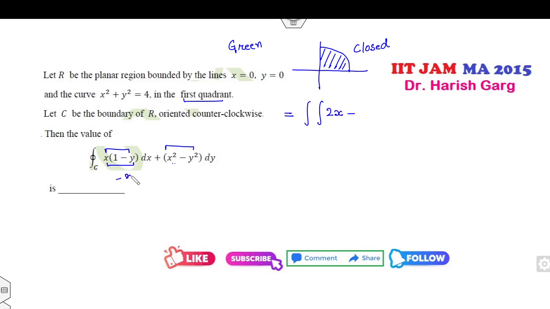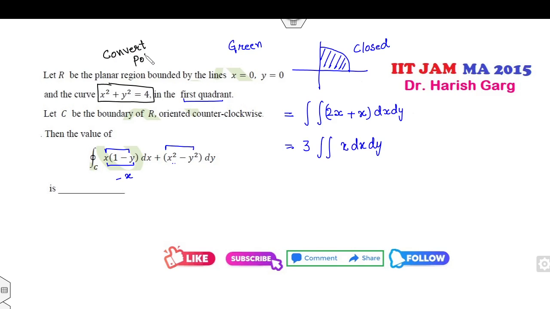So the partial derivative with respect to y is minus x, minus minus plus x, dx dy. So which will be 3 times x dx dy. You may take the horizontal step and the vertical step. Otherwise, whenever there is a circle, you can always convert into polar coordinates. Fine. So that your integration will be very easy. So I can change into the polar integration.